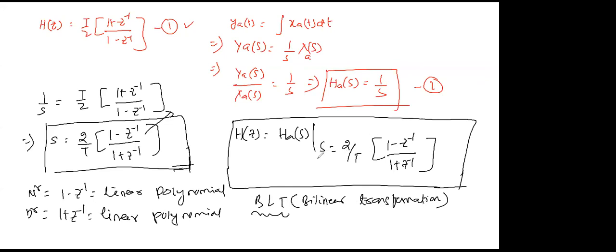You got that H of z equals H of s; simple, replace s by 2 by T times (1 minus z inverse) by (1 plus z inverse). Then you will get a digital filter from the analog filter. Now, this is okay, but we can check the stability condition for this. Like in the IIT, the impulse invariant technique, we have to check the stability condition. Stability condition means when you are mapping S domain to Z domain, it must satisfy all three conditions.